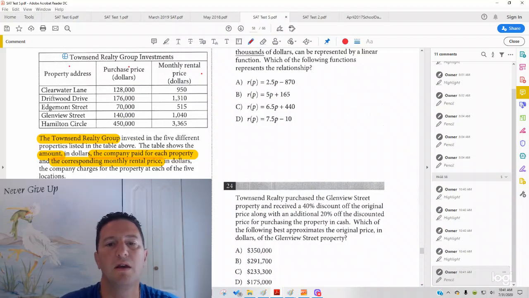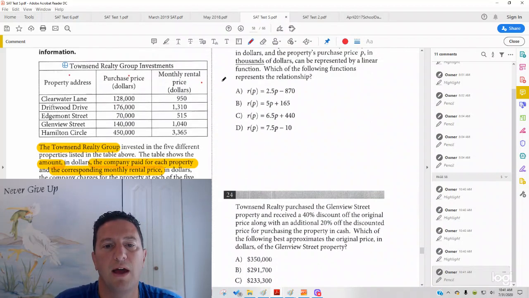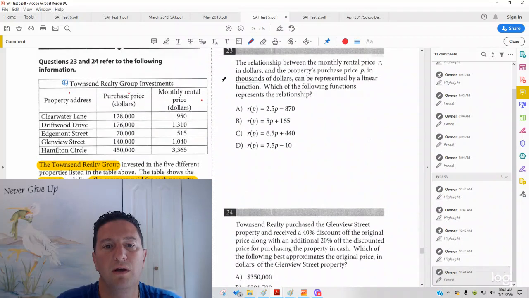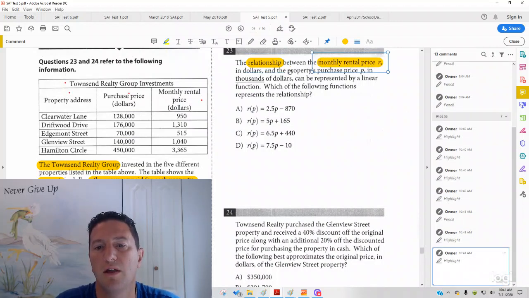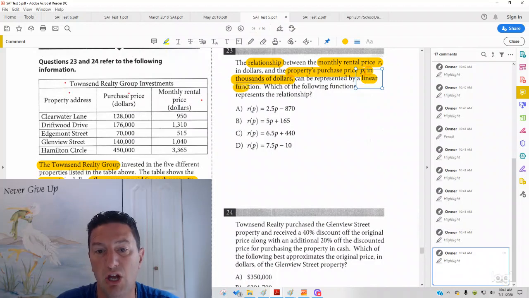So we go to the actual question number 23, which reads, the relationship between the monthly rental price R in dollars and the property's purchase price P in thousands of dollars can be represented by a linear function. Which of the following functions represents the relationship?